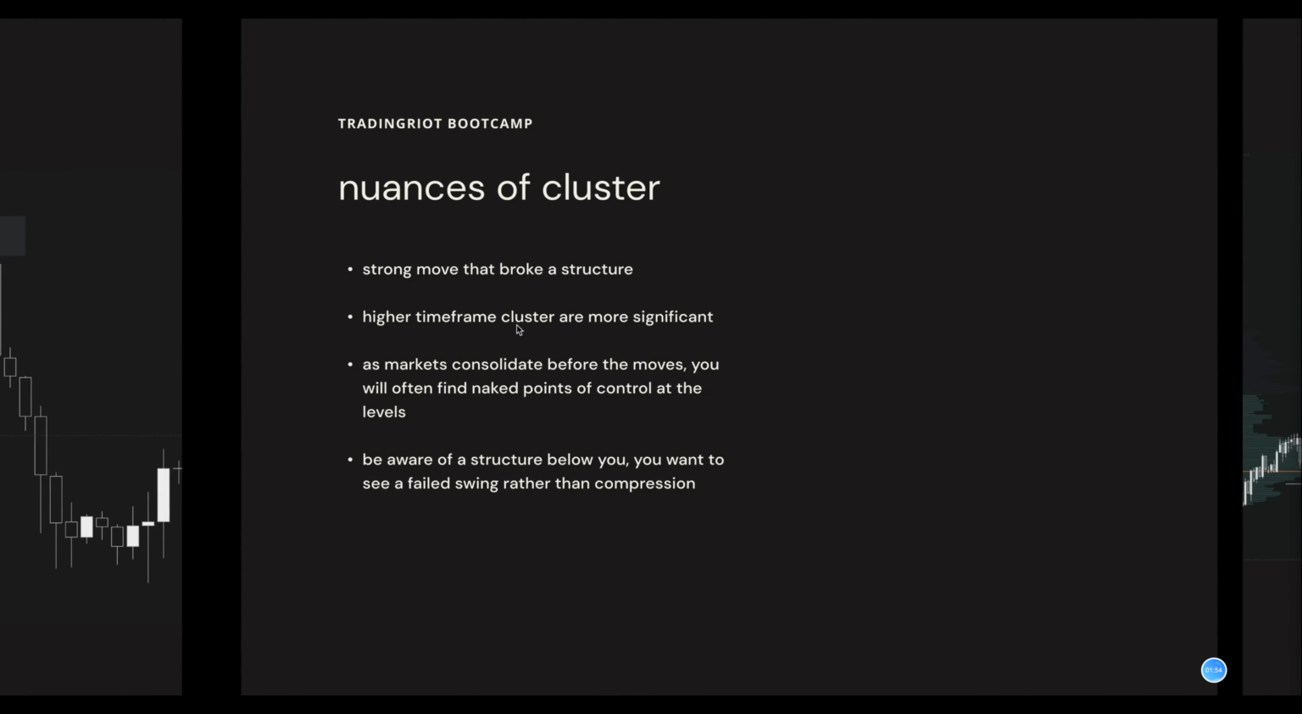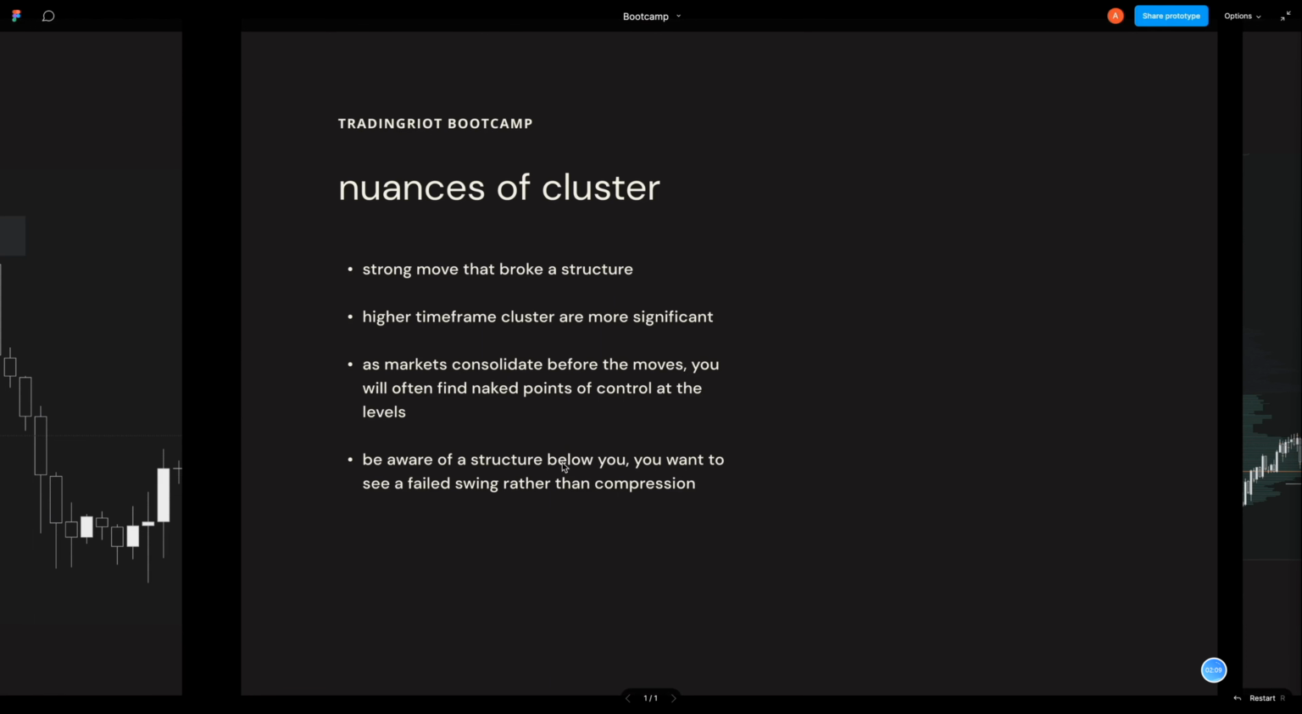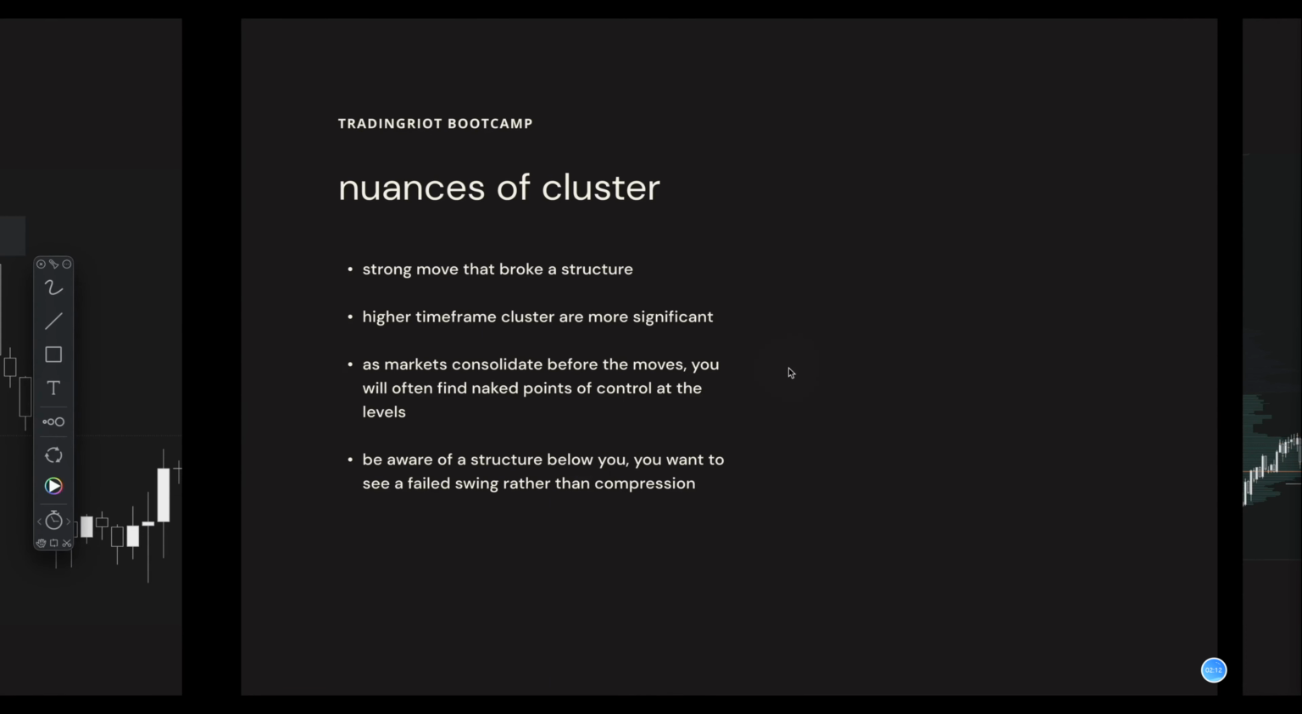This is obvious, as with any sort of levels. Higher time frame levels bring more people to trading, so they pose higher significance. As the market consolidates before the moves, you will often find naked points of control at the levels. If this is your cluster, the market will move from there. You will have this value area from the day and the point of control there. So you will see the naked points of control at the levels where the cluster is. This is actually cool because it will easily help you to spot them.